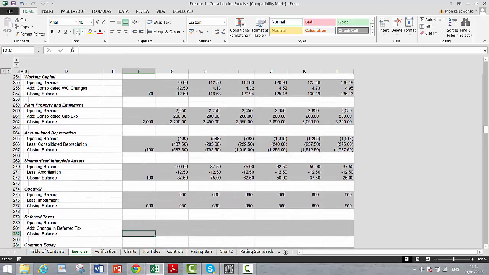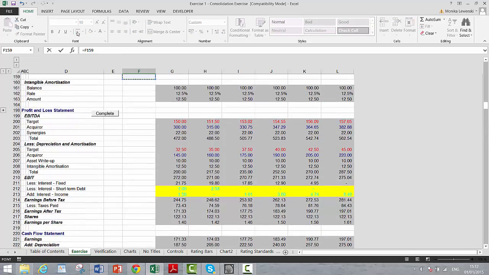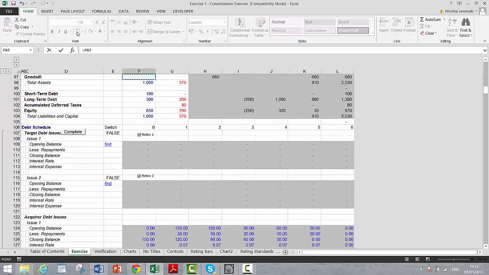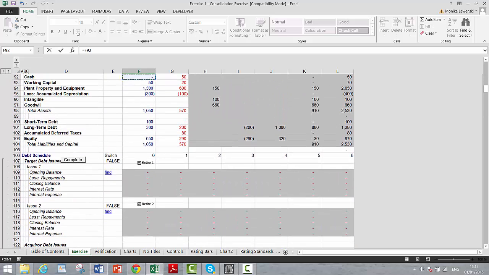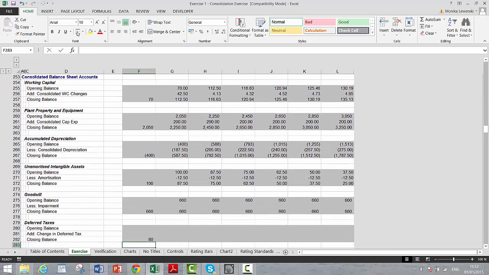Deferred taxes. We have the amount. Where is the accumulated deferred taxes? We didn't do anything with those, just like with the goodwill. Okay. Alt equal. Shift Control right arrow, Control R.